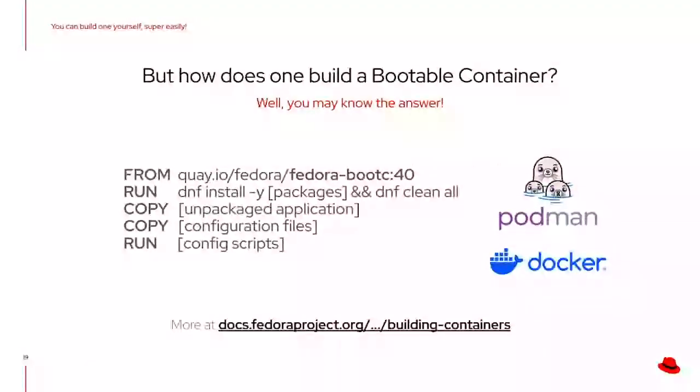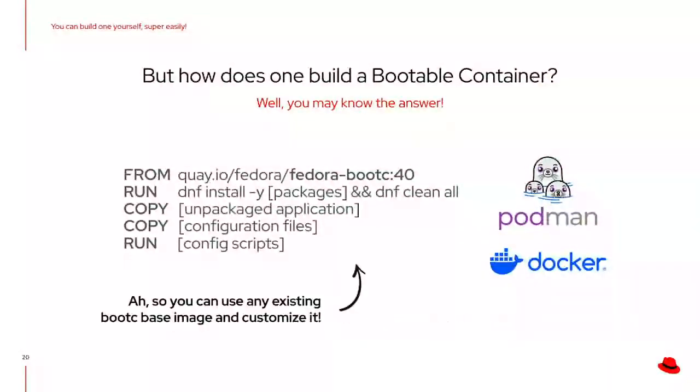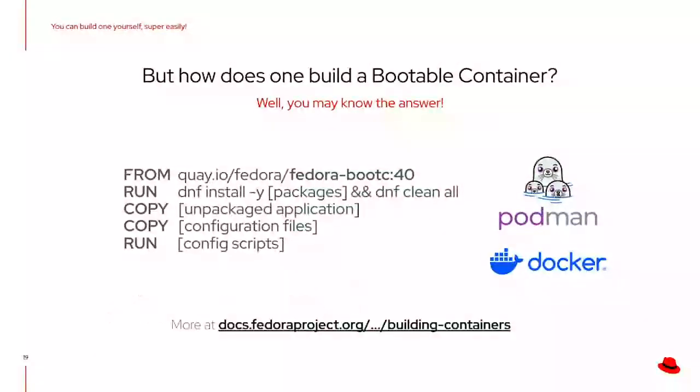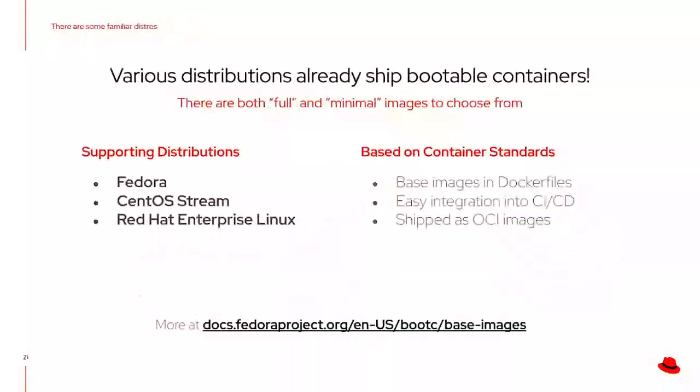So how do you actually build a container? You can use existing tools, like I mentioned, and then with that, you can customize the image as you need and build the image with the specifications that you list. So you can use any existing bootc-based image and customize it to your needs. And for more details, again, the link is here in the Fedora docs, building containers.